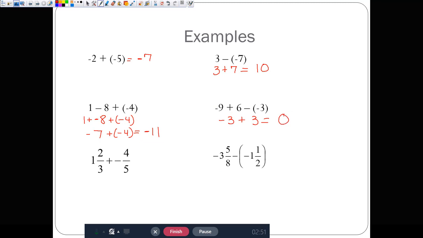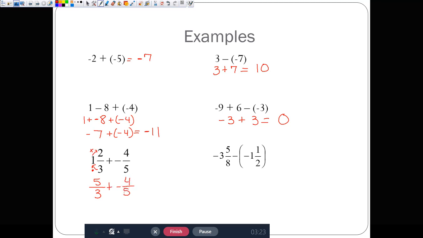Okay, so here we have a mixed number. In algebra, we do not have answers of mixed numbers, so we need to change this into an improper fraction. So I'm going to multiply my 3 times my 1, and I'm going to take that number and add it to my 2. So 3 times 1 is 3. 3 plus 2 is 5. So I'm going to have 5 over 3 plus negative 4 over 5.